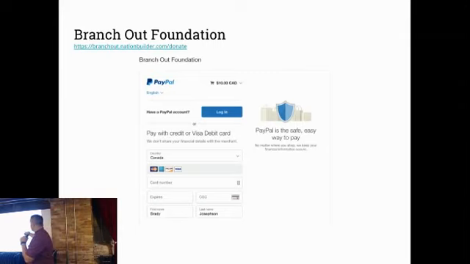I see Branch Out Foundation, but that's it, right? It's secure, so I can trust that my money will, but what's my donation going to do? Who's this going to help? All that is gone, right? Now it's just give us your money, which isn't the worst thing, but linking out is tough.